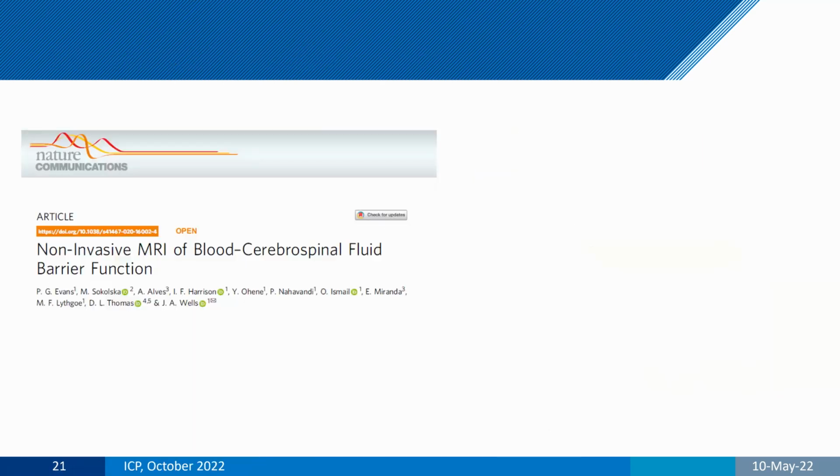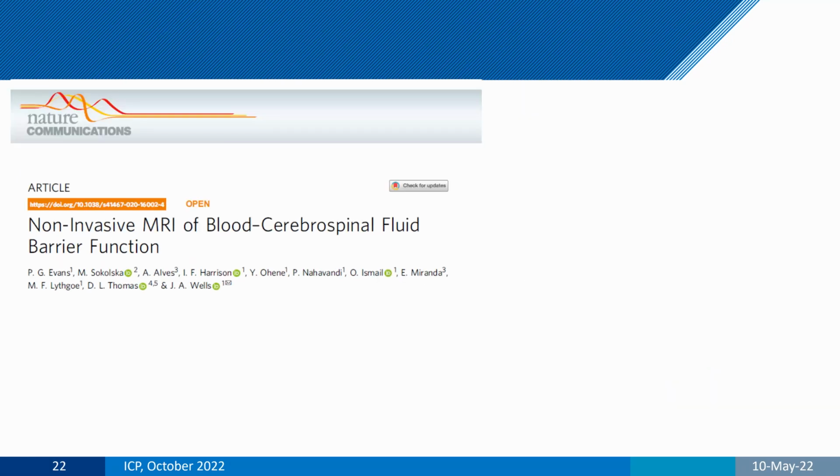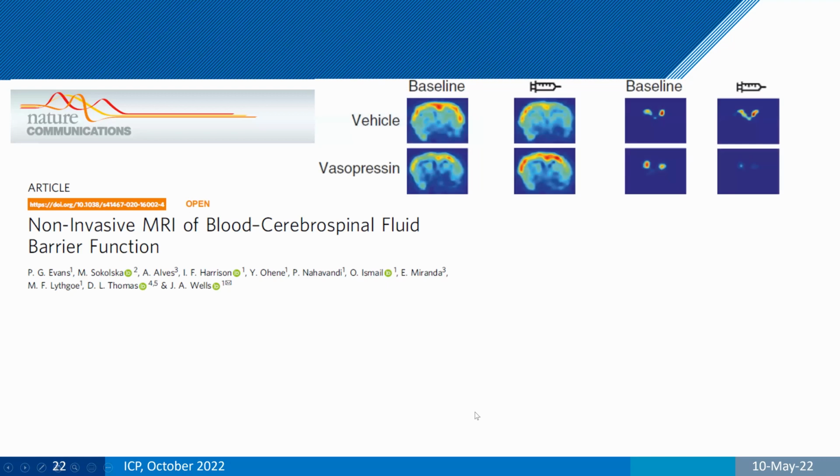Now, before this, Jack Wells had already measured something very similar in mice, in which he used a very long echo time ASL to measure only the ASL signal that is arriving in the CSF compartment.